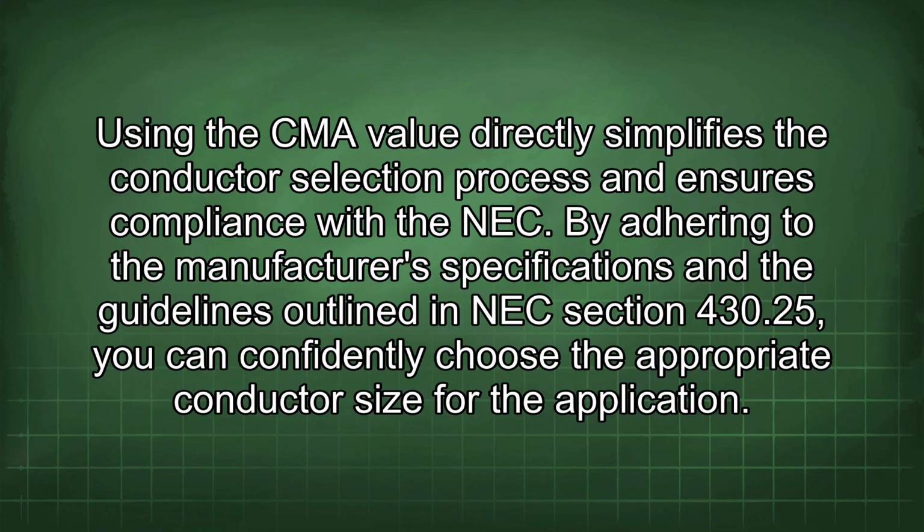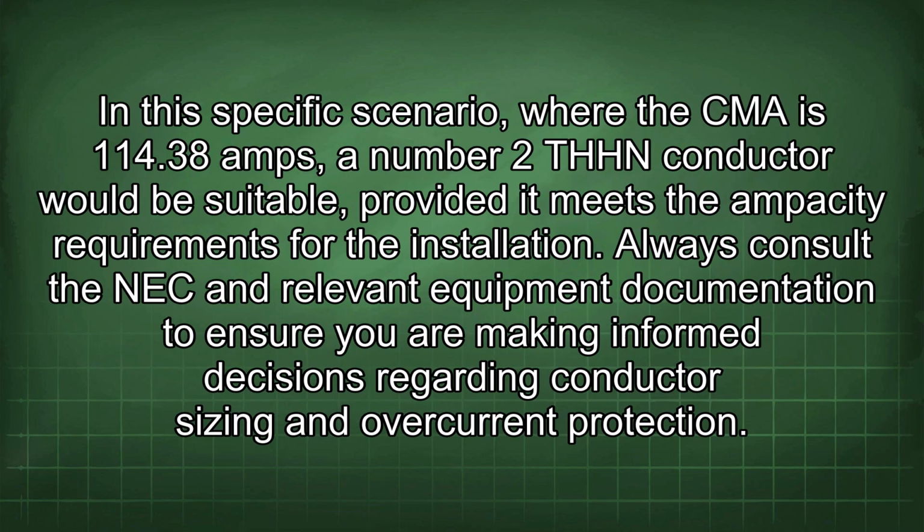By adhering to the manufacturer's specifications and the guidelines outlined in NEC Section 430.25, you can confidently choose the appropriate conductor size for the application. In this specific scenario, where the CMA is 114.38 amps, a number 2 THHN conductor would be suitable, provided it meets the ampacity requirements for the installation. Always consult the NEC and relevant equipment documentation to ensure you are making informed decisions regarding conductor sizing and overcurrent protection.